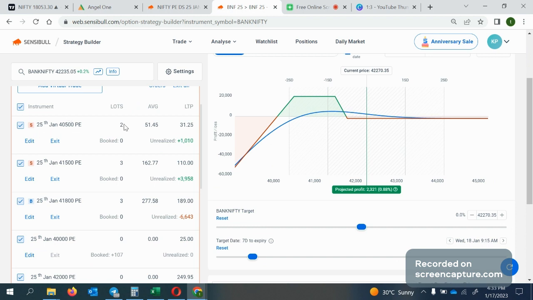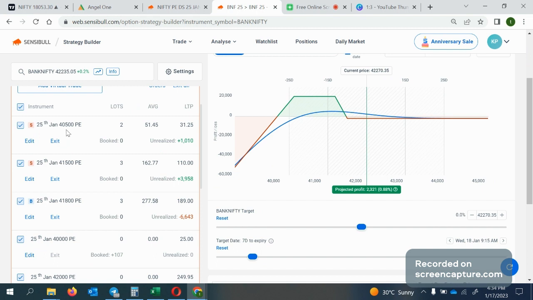Guys, if you're not able to understand, put them in Opstra and do it, because I'm just changing between Opstra and Sensibull, because I have to show you whether that is my real trade or not. That's the reason I'm shuffling between Opstra and Sensibull. So I've exited 40,000 PE, and then I rolled up 500 points.